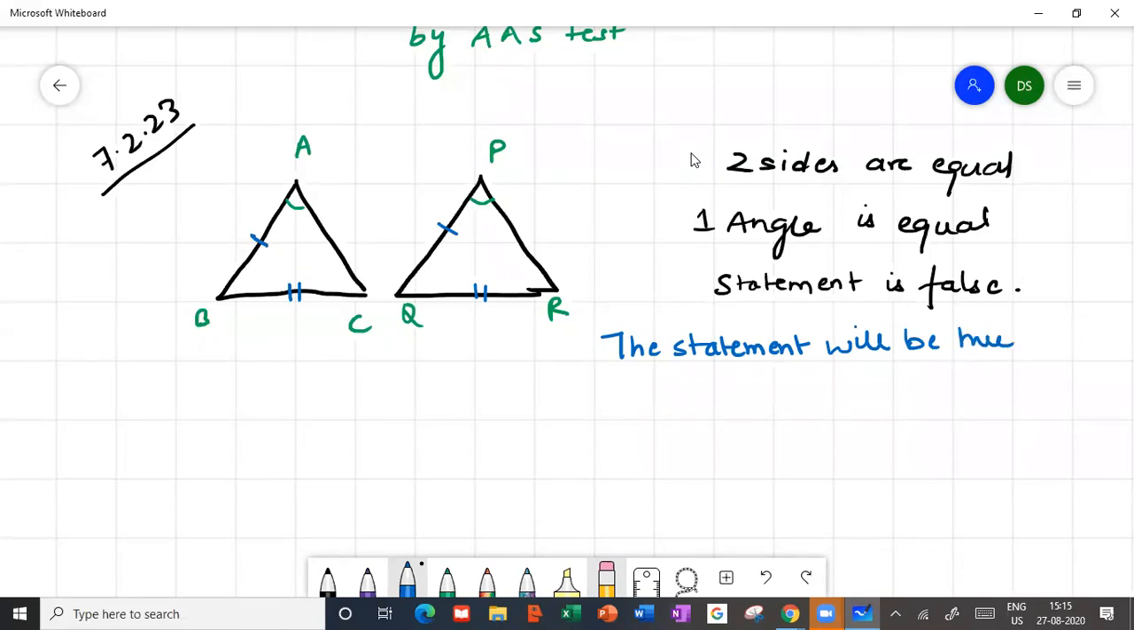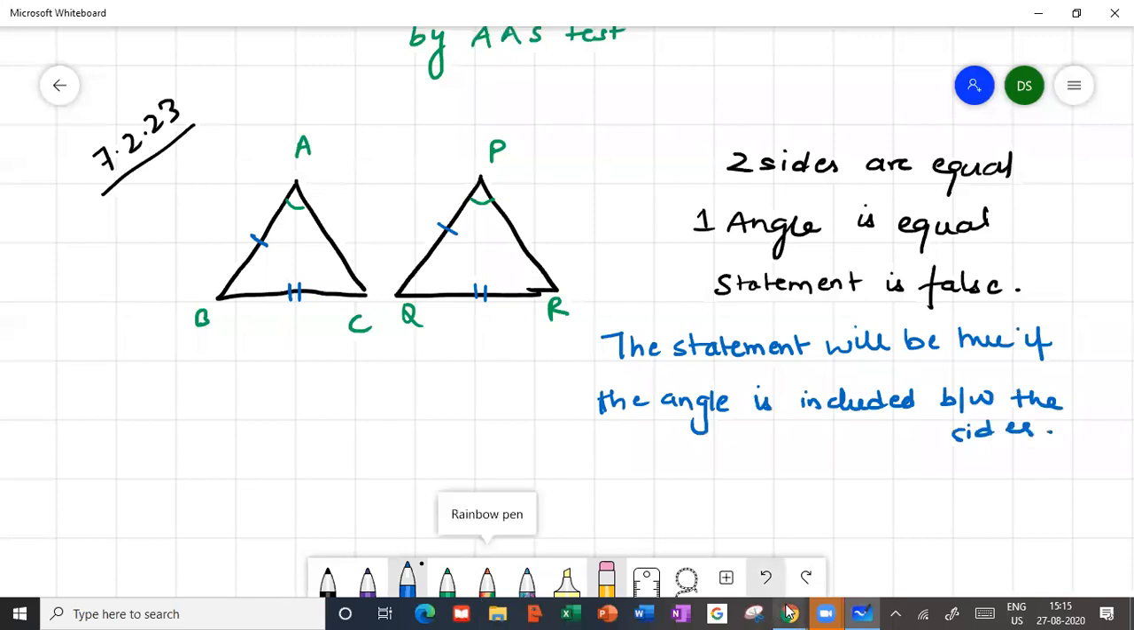It will be true if, let's say, the angle is included between the sides.